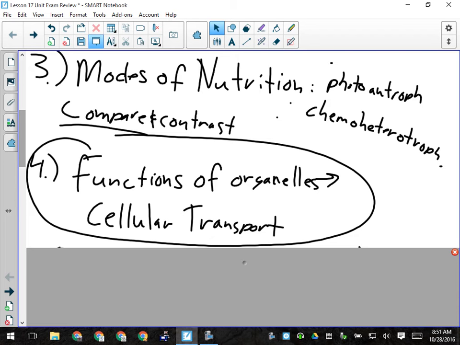Nope. Those are the little 3. I'm looking for the big 3. Okay, active transport, diffusion, and osmosis. Those are the big 3 methods of cellular transport.